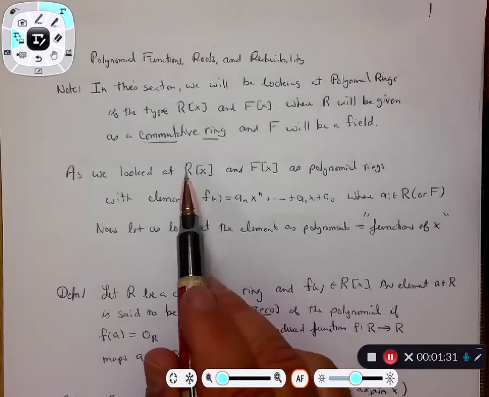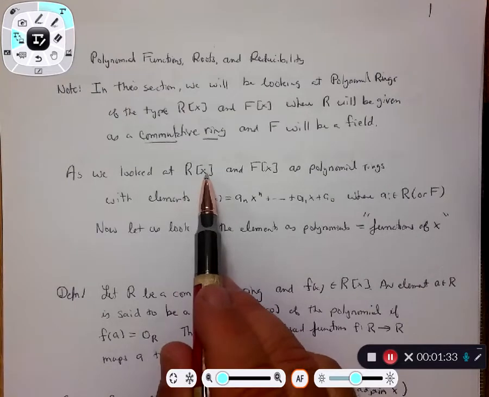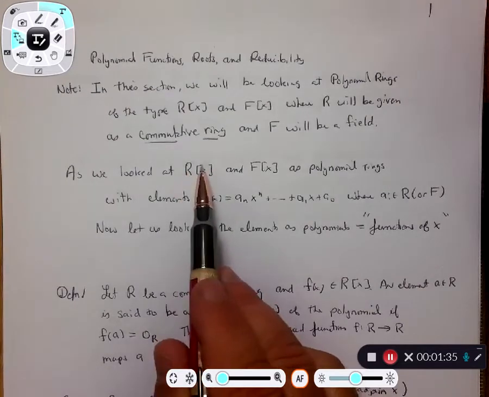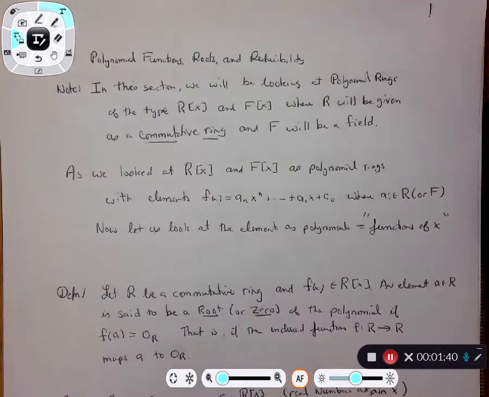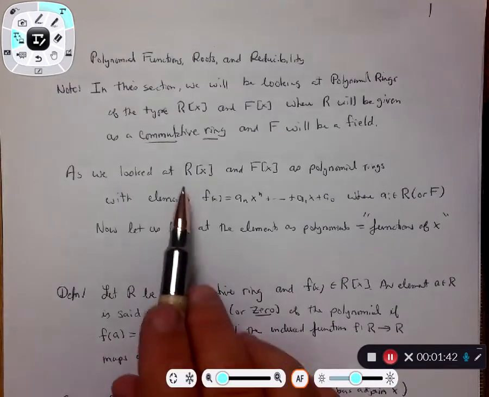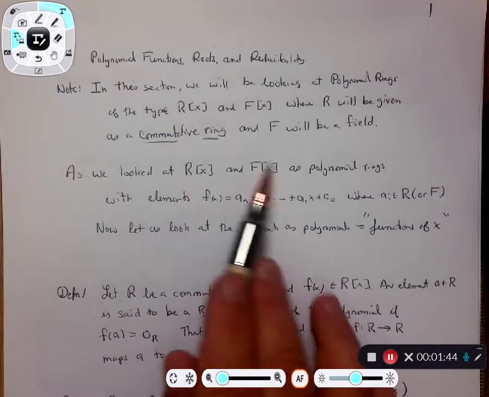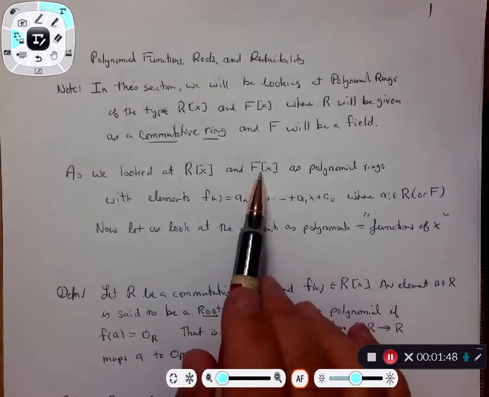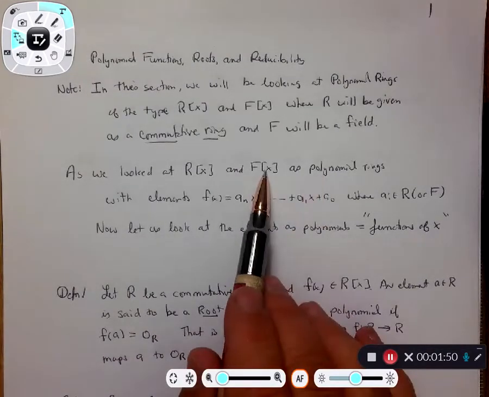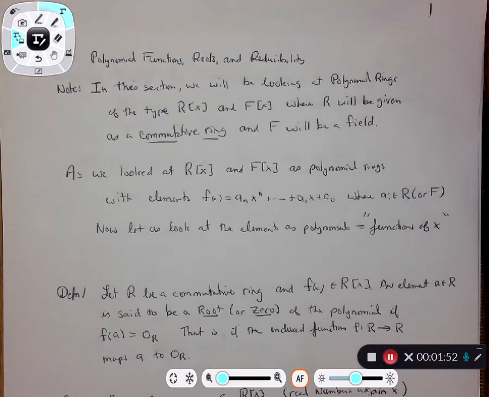But once you get commutative rings with identities adjoined X, they will not be integral domains necessarily. They will end up being commutative rings with identities themselves. So it really depends on the ring that you're attaching to the X. But polynomial rings never become fields themselves. They are going to become either integral domains or commutative rings with identities.